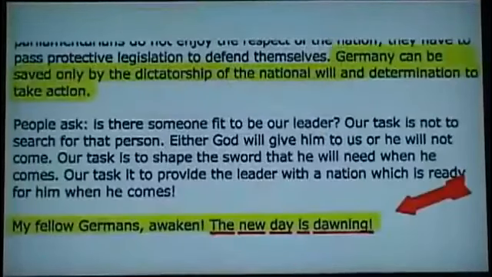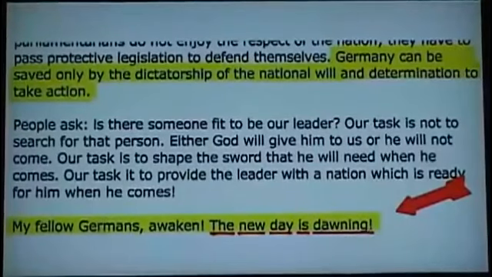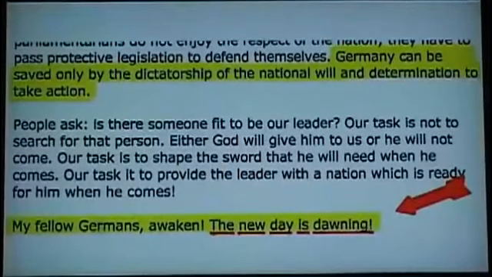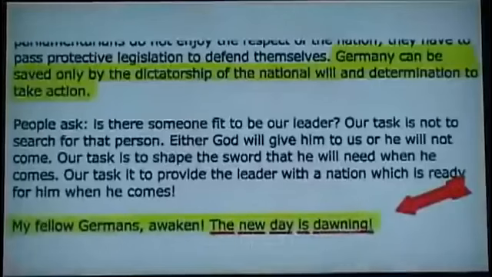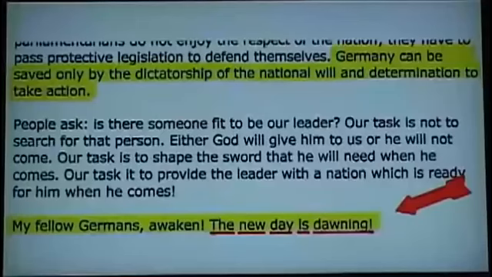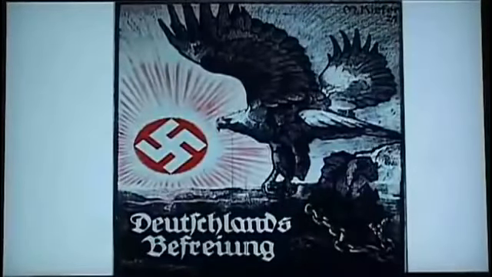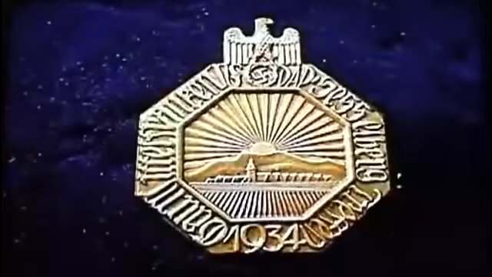Here is Adolf Hitler. And Adolf Hitler wrote a very important letter to the German people many years ago. And in it he said, Germany can be saved only by a dictatorship of the national will and determination to take action. So he said, my fellow Germans, awaken. A new day is dawning. We're talking about Adolf Hitler now. And he's praising the new day that was dawning on the earth for Nazism. Again, the eagle and the sun. The Sun Order taking over the world.